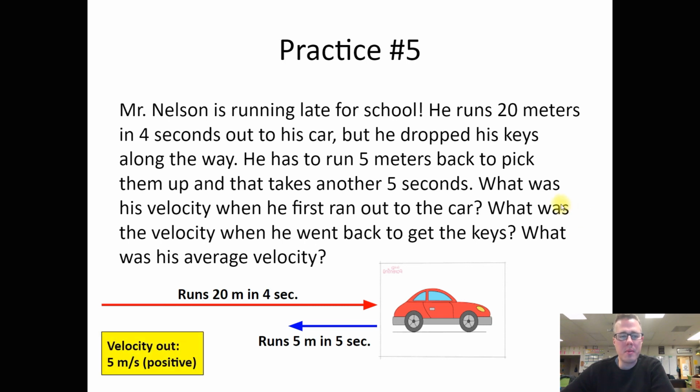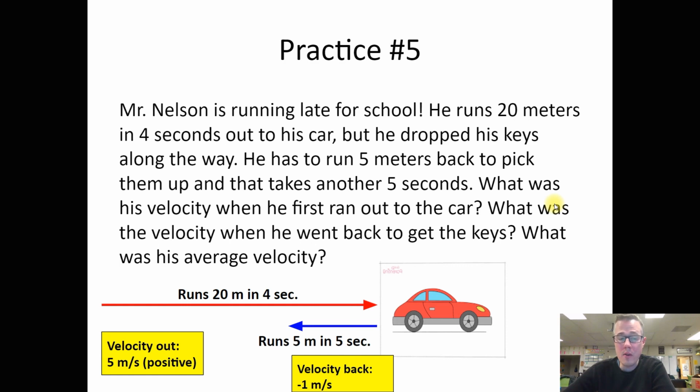So for the first part of my trip, I ran out 20 meters in 4 seconds. That would be a positive 5 meters per second. The positive part tells me my direction. You could have also said to the right. That would be fine too. For the second part of my trip where I went back to get my keys, I did 5 meters in 5 seconds. Well, because my displacement was a -5, I went back the other direction. We're going to have a negative velocity. So 5 over 5 is 1, but in the negative direction, so -1 meters per second. The negative part tells us our direction. But you could have also said to the left.